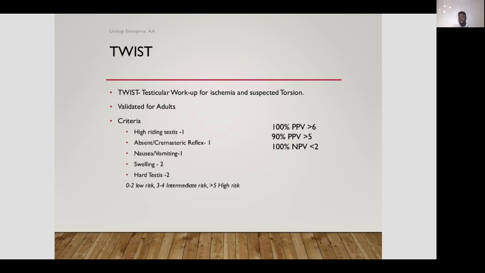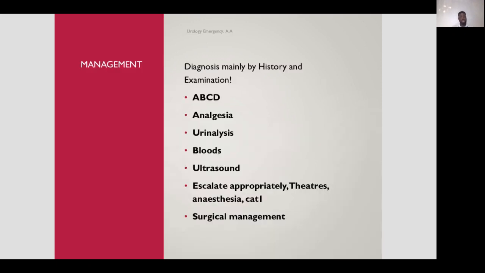It has 100% positive predictive value. So patients scoring more than 6 points definitely have a torsion. 90% of those scoring more than 5 have a torsion. It has a negative predictive value of 100% in people with less than 2. So this is quite helpful. Helpful for you, helpful for your documentation, helpful for the patient, and helpful for medical legal purposes. And you've got a way to score this patient and risk stratify them, helping your decision making.